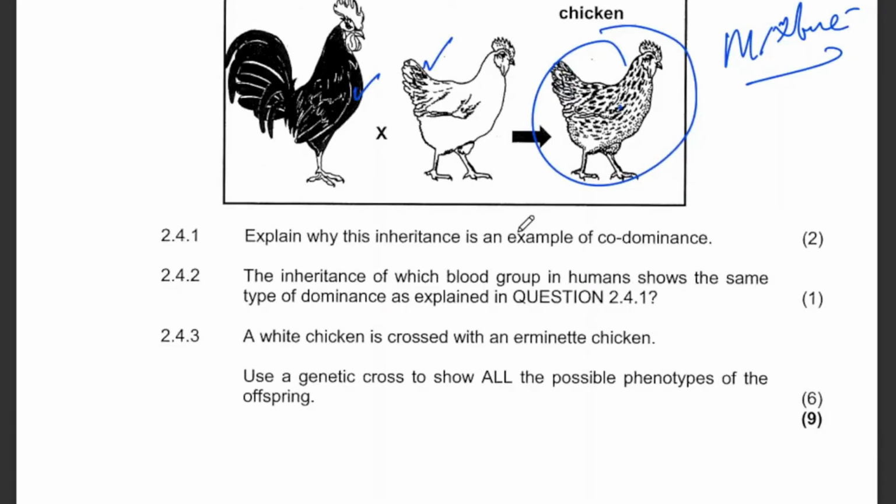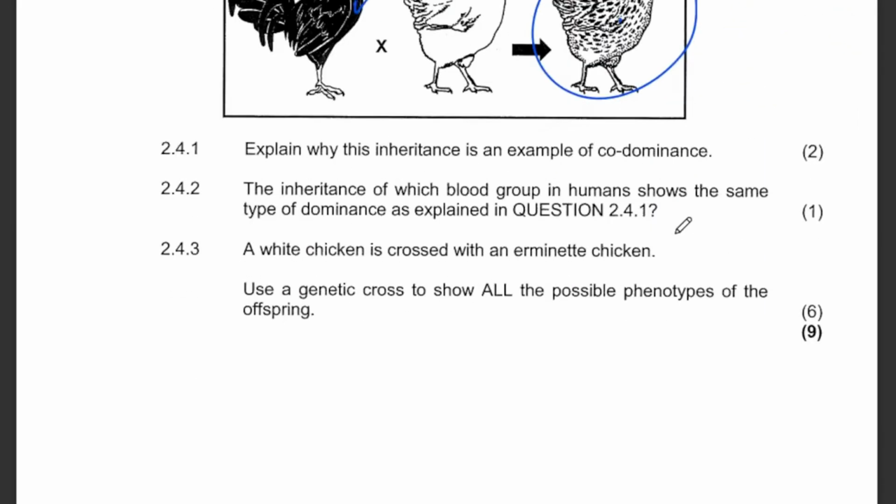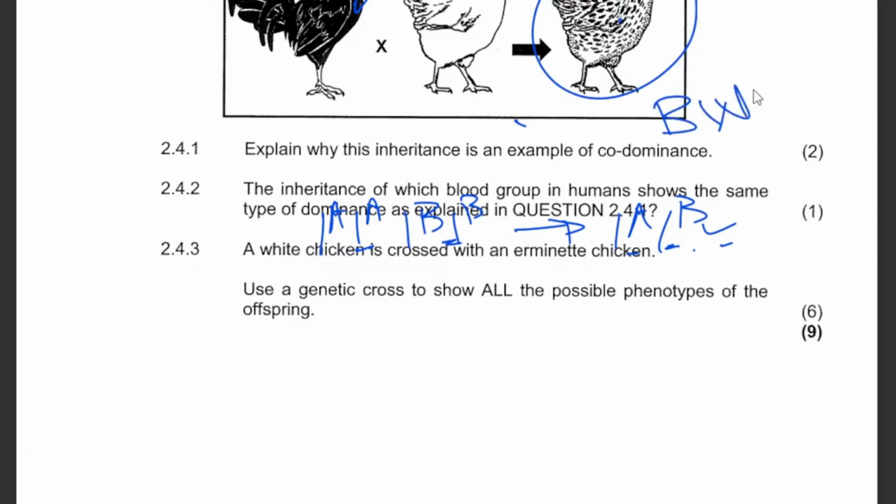Then we got the next question. They're saying, explain why the inheritance of blood group in humans shows the same type of dominance. Yes, because when homozygous A is crossed with homozygous B, they will result in AB, which is codominance. A is dominant, B is dominant, and then you form AB, which looks the same as this one, because white and black produce a mixture of the two.